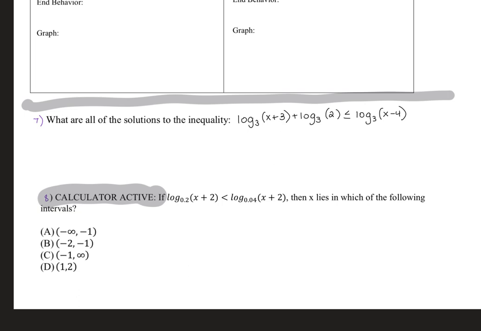What's the restriction on something like this? On any log? Good. So whatever's next to it has to be bigger than 0. So before you even start these questions, make sure you do this. So it has to be greater than 0. This has to be greater than 0. Anything with a variable has to be greater than 0. And then when you get your answer, you make sure that's your lower bound.